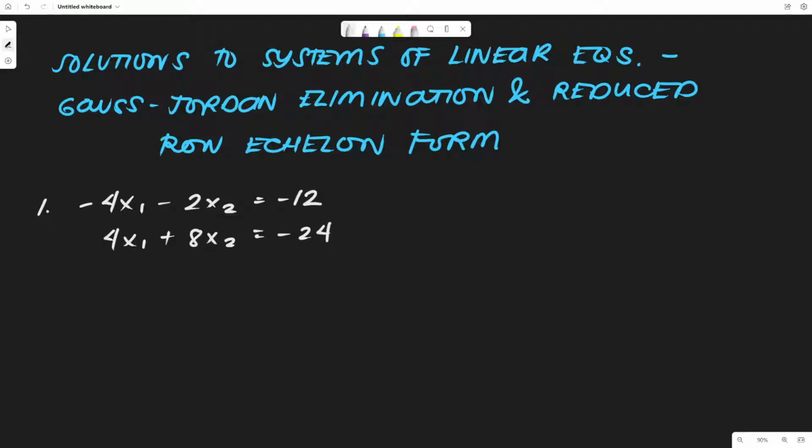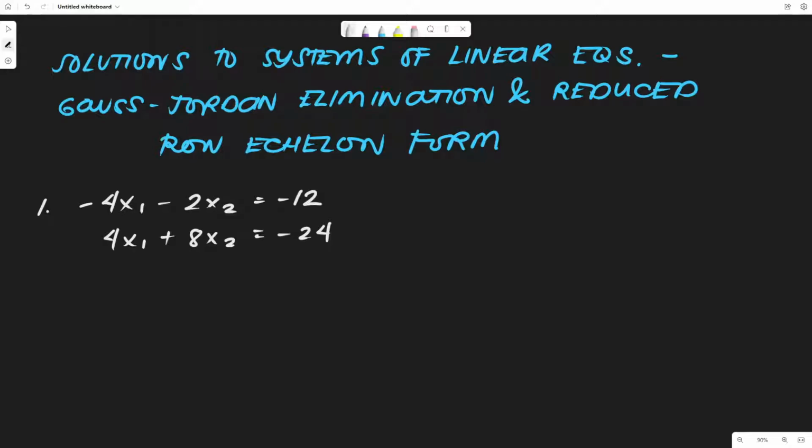Yung una natin is Gauss elimination tsaka row echelon form. Then, we used Cramer's rule as one of the applications of determinants. And lastly is yung Gauss-Jordan elimination and reduced row echelon form. So, you can use any of the three naman, kung saan kayo pinaka-comfortable.